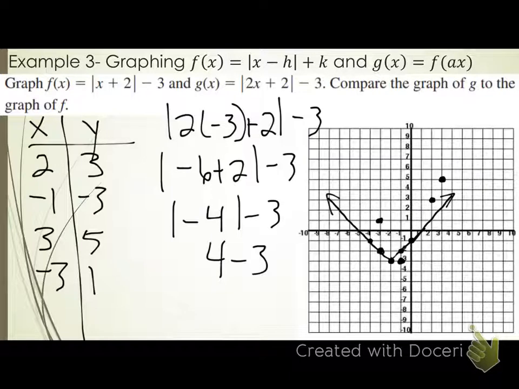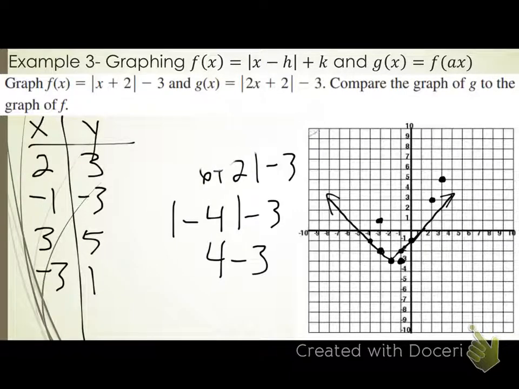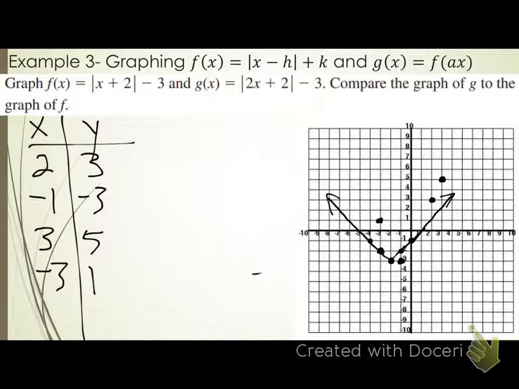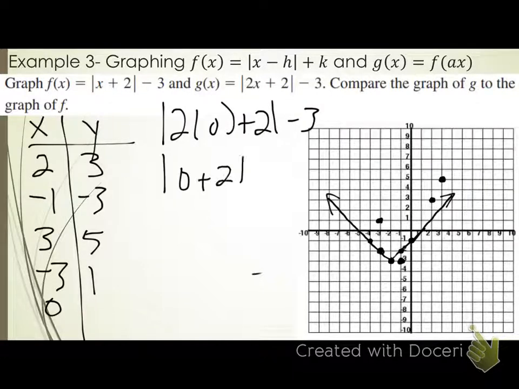Let's get a couple more points, maybe in between these points that I already have, to help me connect my points. So what's another value we want to plug in? 0. Two times 0. 0 plus 2. Absolute value of 2. 2 minus 3. Negative 1. 0, negative 1. It's already graphed for me.